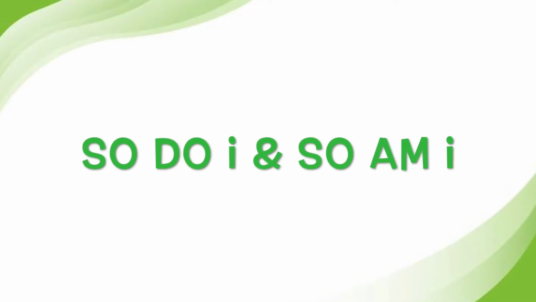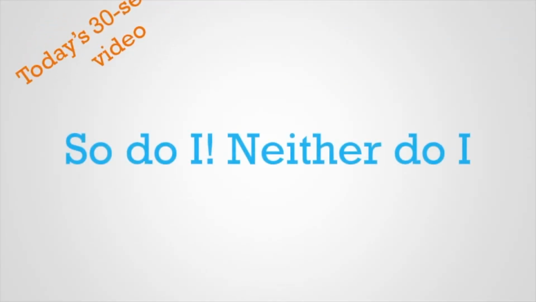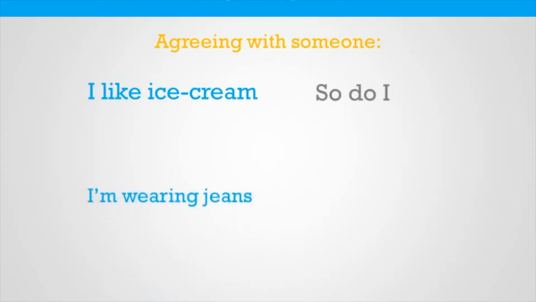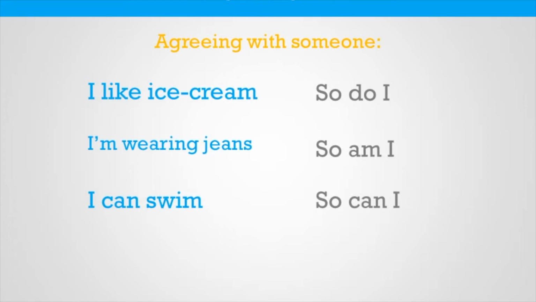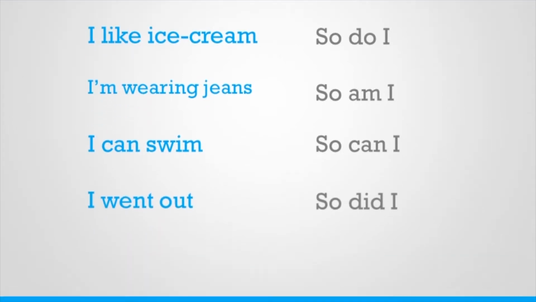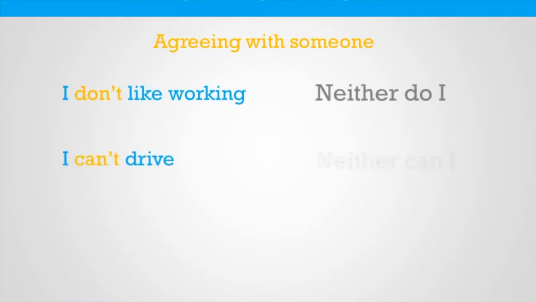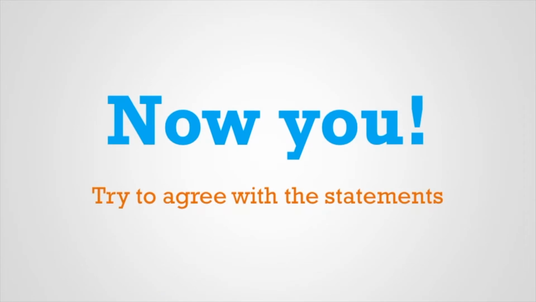And this is the explanation about so do I and so am I. So do I, neither do I. I like ice cream, so do I. I'm wearing jeans, so am I. I can swim, so can I. I went out, so did I. I don't like working, neither do I. I can drive, neither can I.